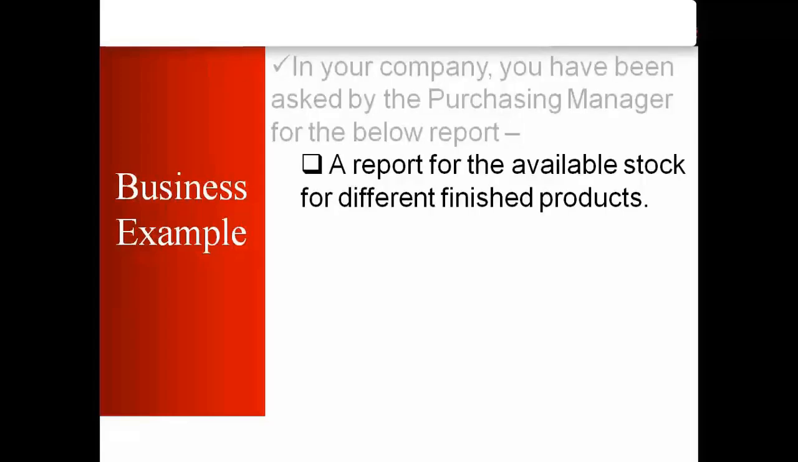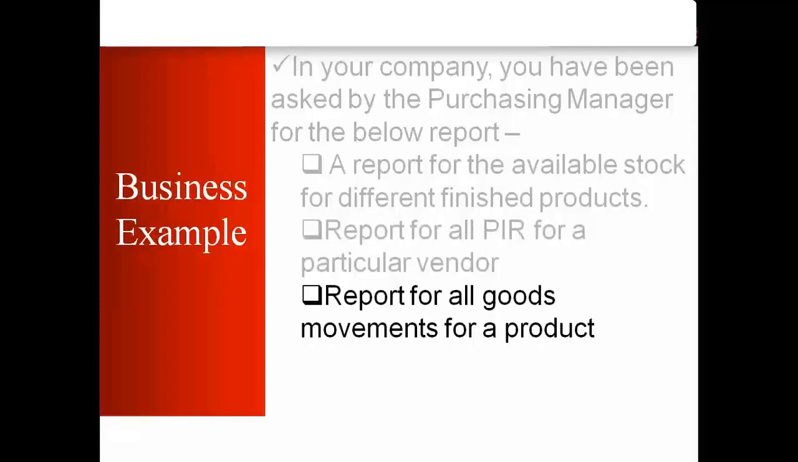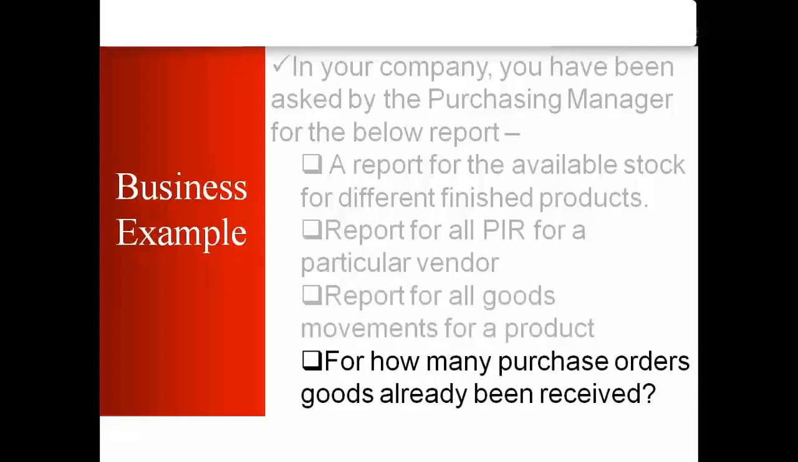Another example can be reports for all the PIR for a particular vendor. They want to see, give me a report for that particular vendor for all the purchase orders that we created or for all the PIR records that we have in the system. A report for all the goods movement for a product. If you want to see the history of the goods movement of a product, for example, we have ABC product, and the business says they want to see all the inward and outward movements of this product. When we bought it, how much we sent, for which order, everything they want to see in a report.